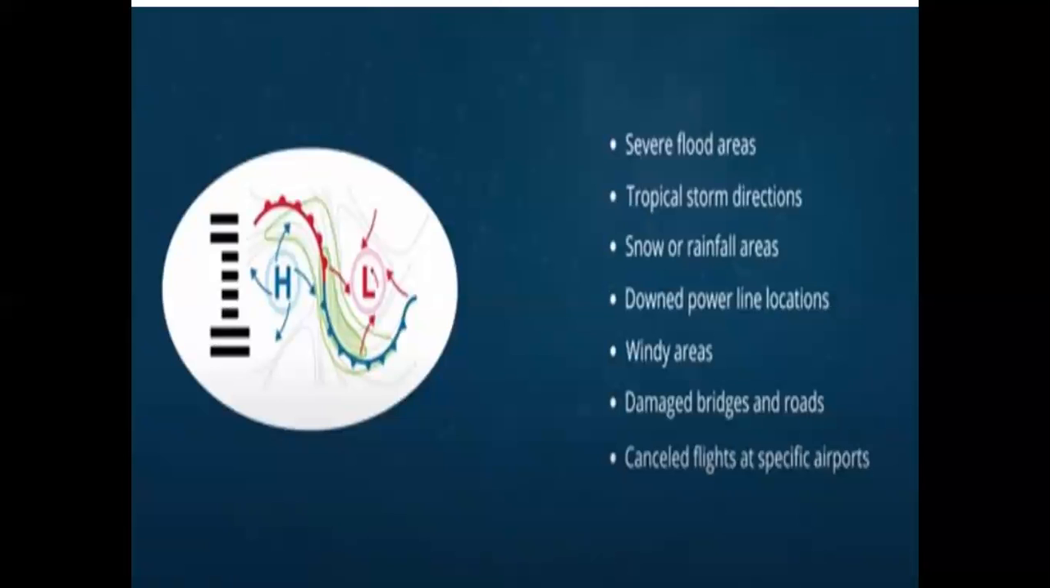These are the areas it works for at IBM: severe flood areas, tropical storm directions, snow areas, downed power line locations, windy areas, damaged bridges and roads, and cancelled flights at specific airports. Definitely, if any temperature varies and any cyclone is there, these are the things that should be noted. This observation will be noted by IBM only.